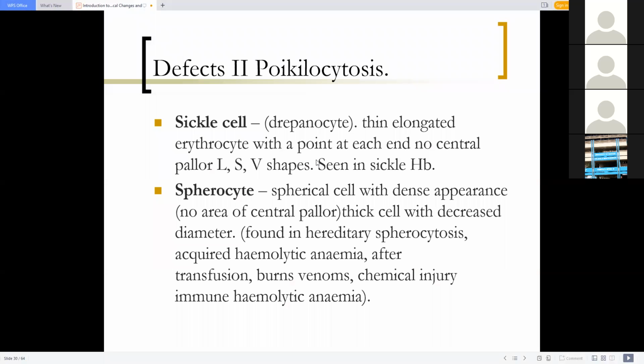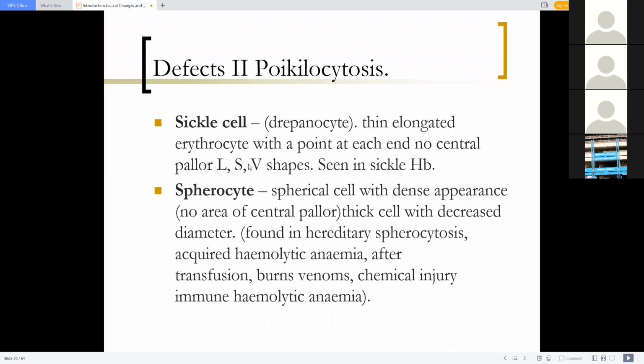Okay, so to sickle cell, all right? Remember sickle cell, another name for sickle cell that you will see written in your books is drepanocytes, all right? So drepanocytes, usually thin, elongated erythrocytes with pointed edges. They may take a shape of an L or an S or a V or an arc. I'll show you some of them. And they're usually seen in the hemoglobinopathy, which is sickle cell disease.